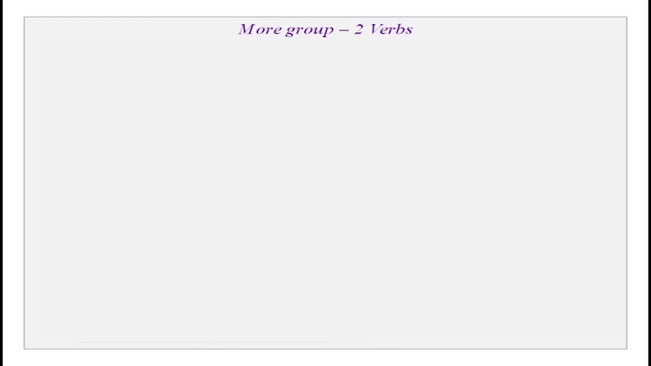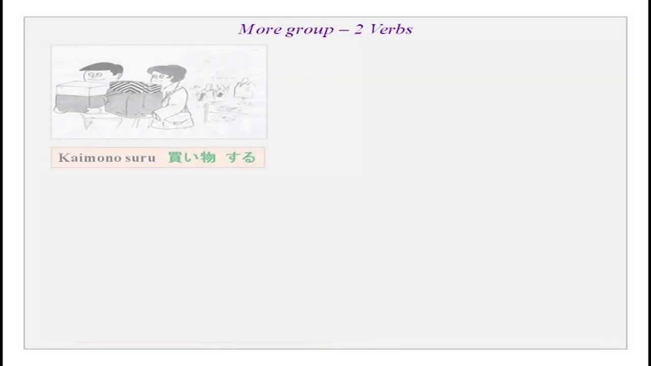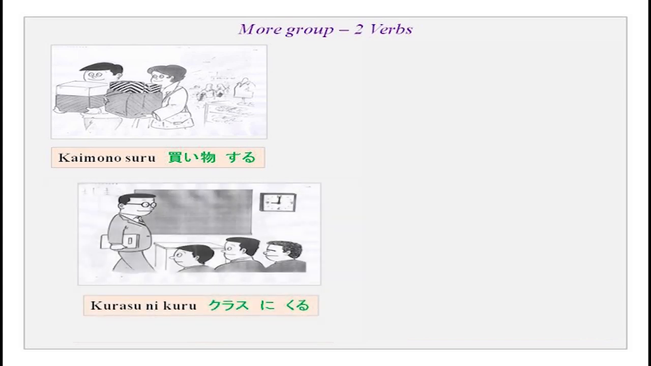Now, we have more verbs for you. What are they doing? Well, they are buying stuff in packets and getting it home. So, kaimono suru. Now, we have this gentleman entering the room. It's 9 o'clock. Kurasu ni kuru. So, the students are already there. They are saying, sensei ga class ni kimashita, or kuru, as is given over here in plain form. Also, sensei ga class ni hairu, enter a class.